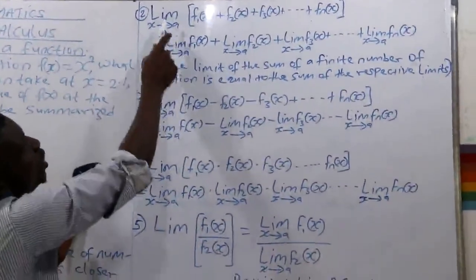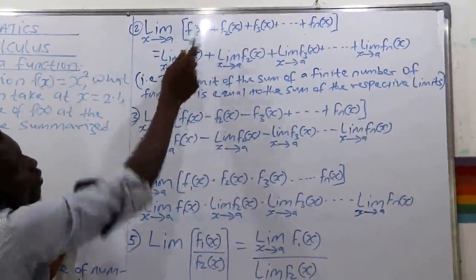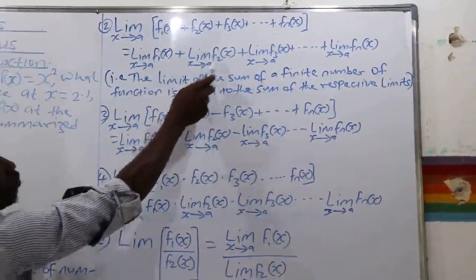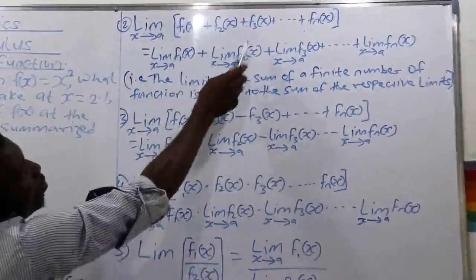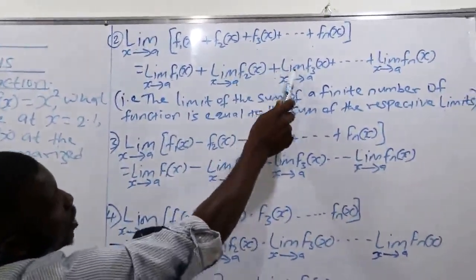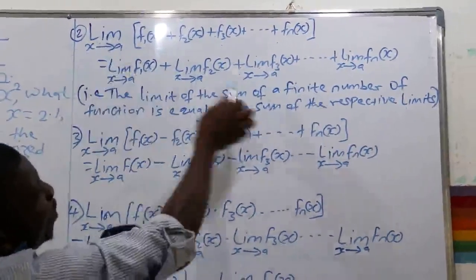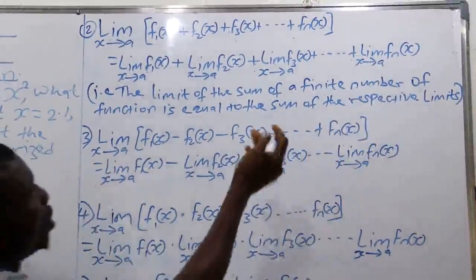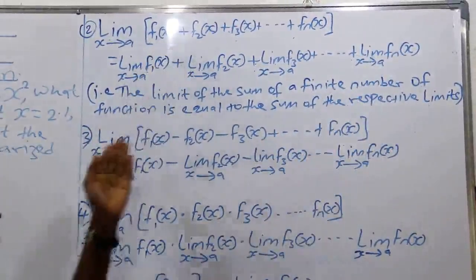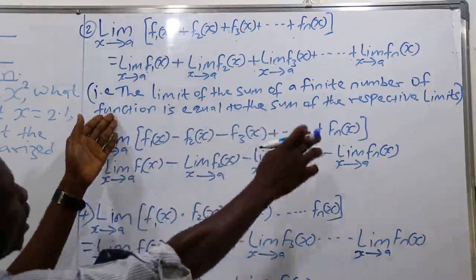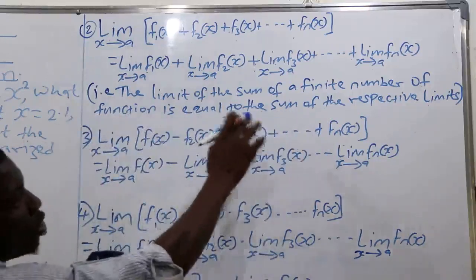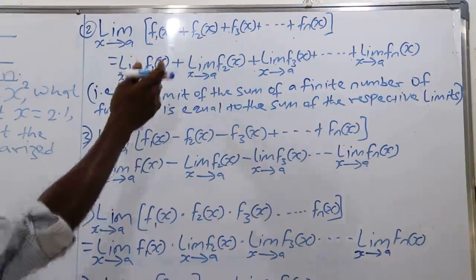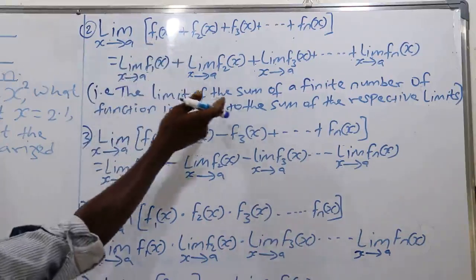This one will be lim f1 of x, plus lim f2 of x, plus lim f3 of x, to the n term, plus lim fn of x. You can see in this place we are summing. It says the limit of the sum of a finite number of functions is equal to the sum of the respective limits. So for the second property we are adding. That's the meaning of the sum.